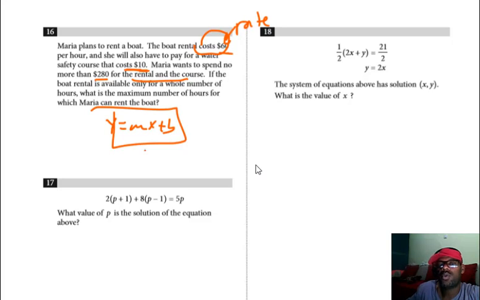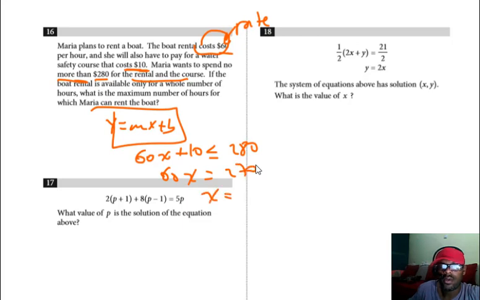So that means the slope is what you are given, and the ingredient is 60x plus b. And what is b? It is the fixed cost, which is $10. So this should be no more than, meaning less than or equal to 218. So subtract 10 from both sides. 60x is equal to 270. When you divide by 60 that goes to 27 over 20.